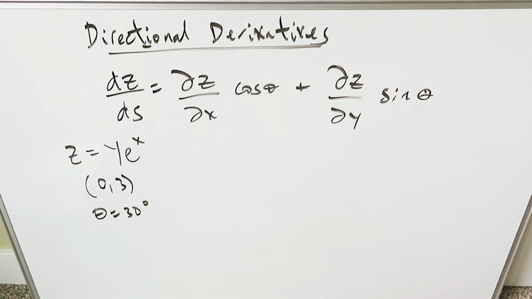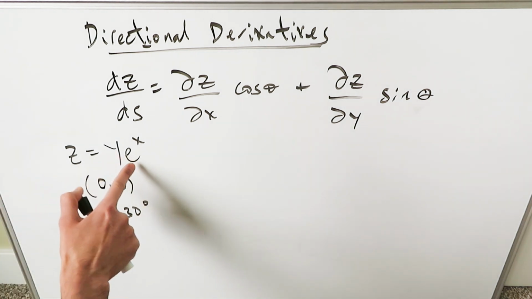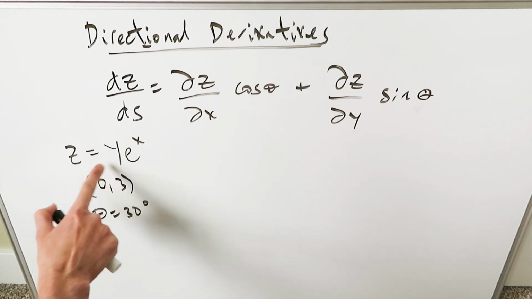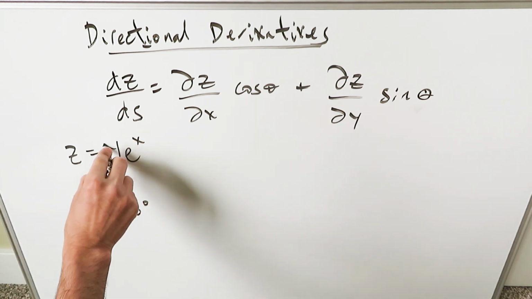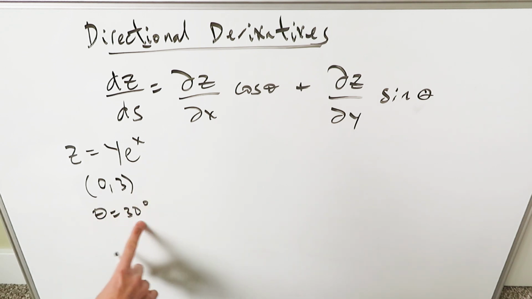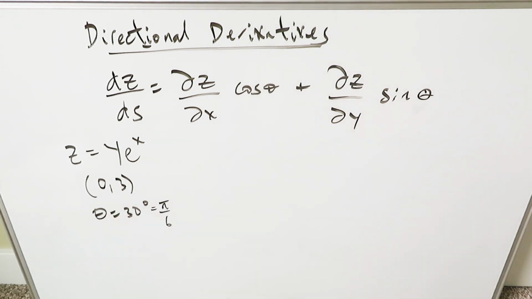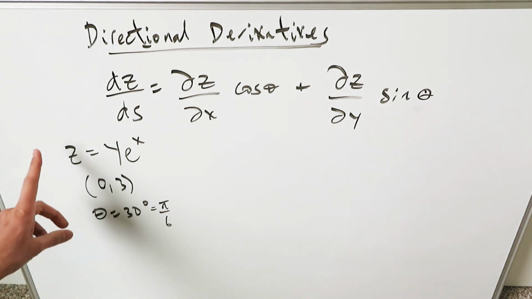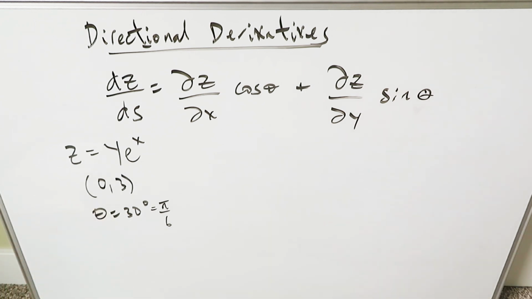Let's look over here at this other example. We have a particular equation here. Z is equal to y e to the x. I have a z variable, y, and an x variable. We have a particular point (0, 3), you know that to be x and y, and a certain angle, 30 degrees, you know that to be pi over 6. Now we have to bring everything here into this equation form because we're determining the directional derivative of this system at this particular point in this particular direction.